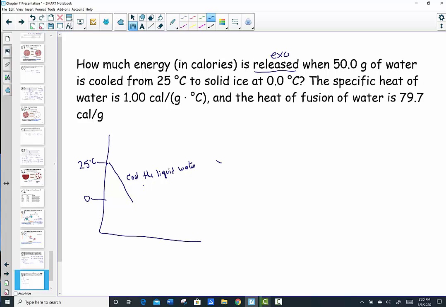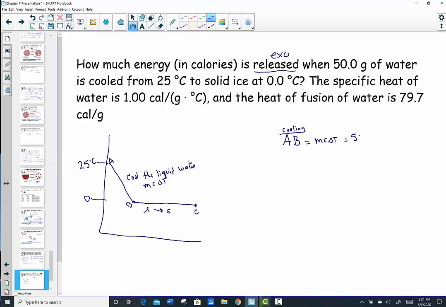And because we have a slope of the line, we know it's going to be a change of temperature, an MC delta T. And then at 0 degrees, we have a phase change, don't we? We're going from liquid to solid. Let's call this line segment A to B, and then line segment B to C. So we have two processes occurring. In line segment AB, we're cooling. So that just means because there's a slope of the line, we know it's an MC delta T problem.